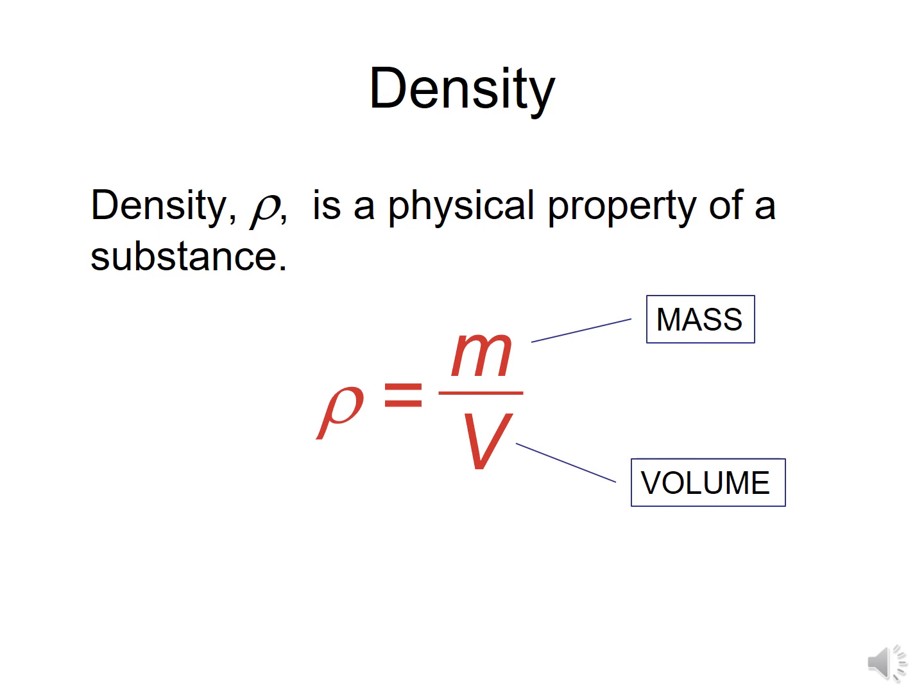All right, let's briefly look at density, which is a physical property of a substance. And density is defined as mass per unit volume. So essentially, it is the quotient of mass and volume. And the way to determine a density is to take a fixed volume of a substance and then weigh it, and then we divide the mass by the volume.